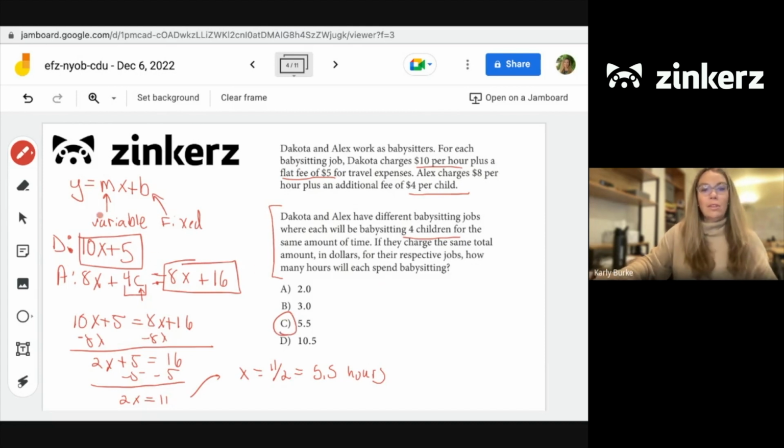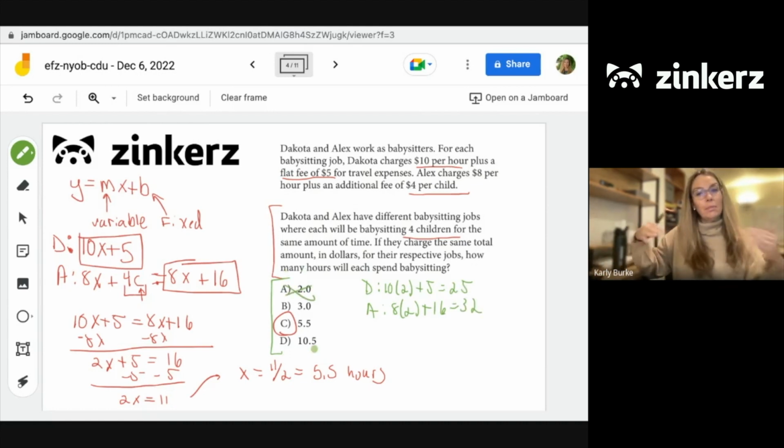Now, another option once you had these equations is you could have plugged each of these answer choices in. So for A, we could have tested out Dakota is 10 times 2 plus 5, which is $25. Alex would be 8 times 2 plus 16, which would be 32. So the answer is not A. And then you can keep going through B, C, and D.